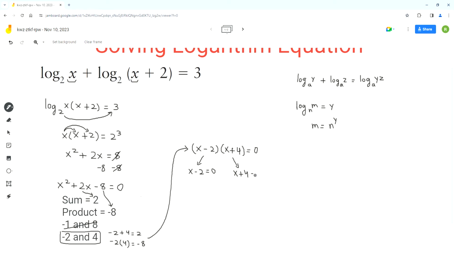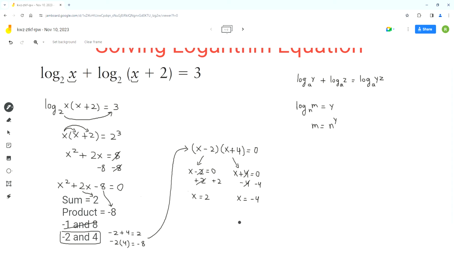For the first case, we have to add 2 to both sides. The 2's on the left side cancel each other out. So we get x equals 2. And for the other one, we subtract 4 from both sides. The 4's on the left side cancel each other out, and we are left with x equals negative 4. So these are the two solutions we get for this logarithm equation.